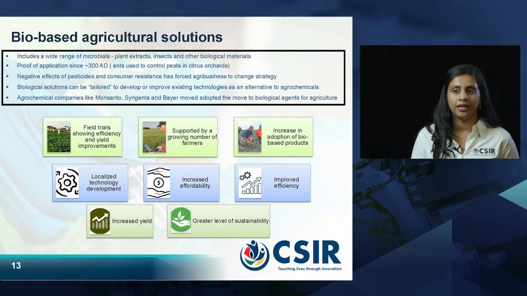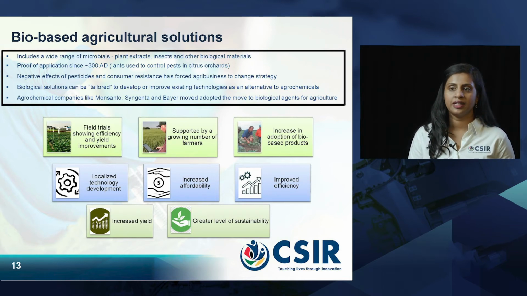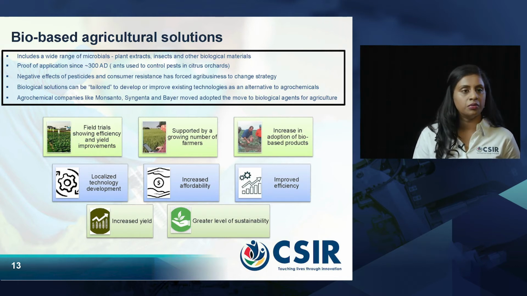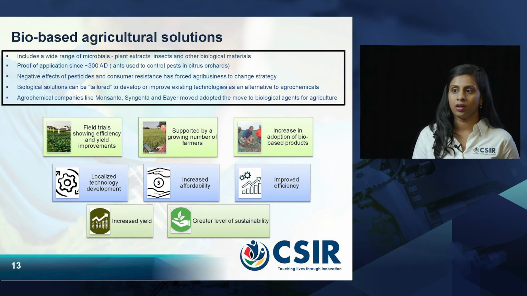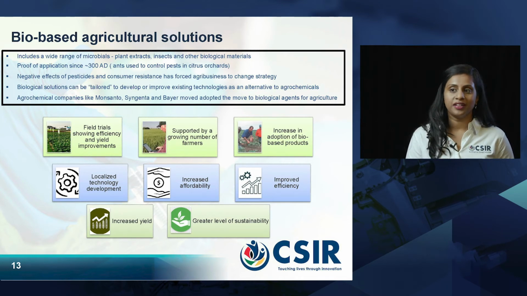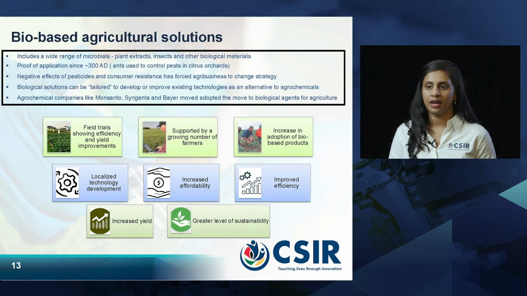Bio-based agricultural agents include a wide range of microbials, plants, insects, and other biological materials, and proof of this application has existed since approximately 300 AD. Negative effects of commonly used pesticides and consumer resistance has forced agribusiness to change strategy. Biological solutions can be tailored in order to develop or improve existing technologies. Agrochemical companies have also moved to adopt biological agents for use in agriculture.